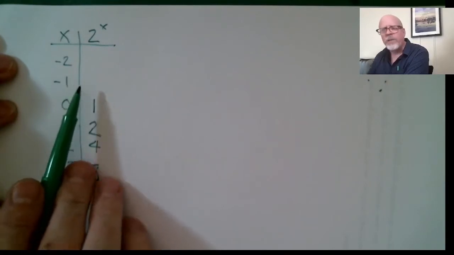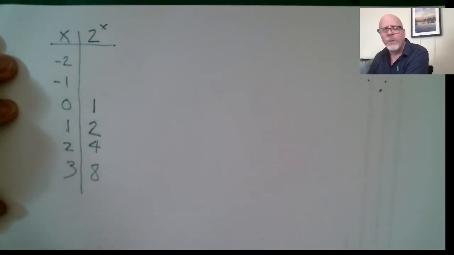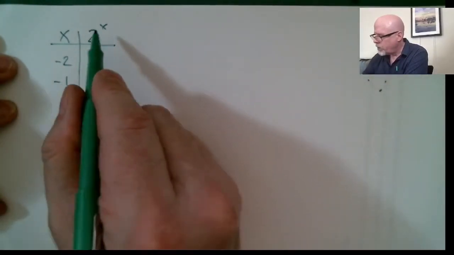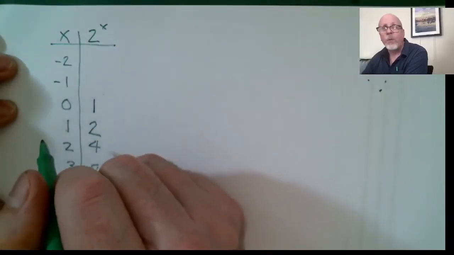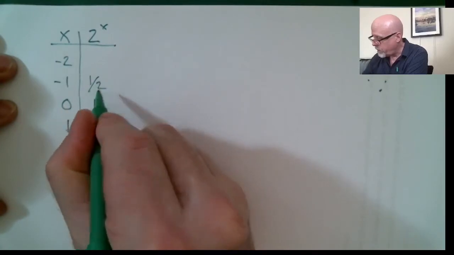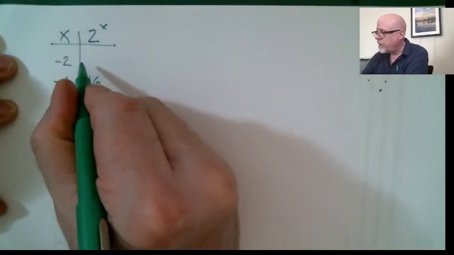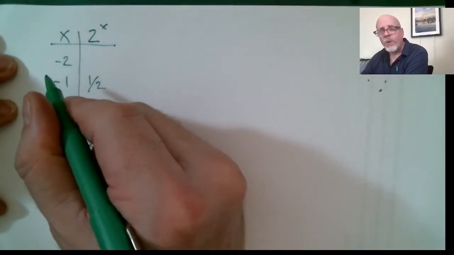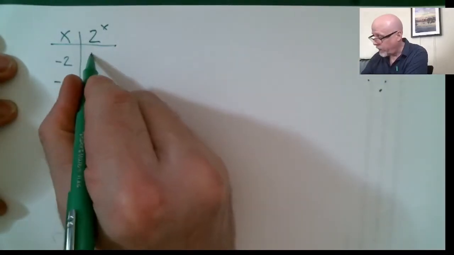Now, what about these negative x values? What do we do with those? 2 to the -1 power means 1 over 2 to the 1 power. In other words, that's a half. And that -2 means 1 over 2 to the 2nd. So that one's a quarter.